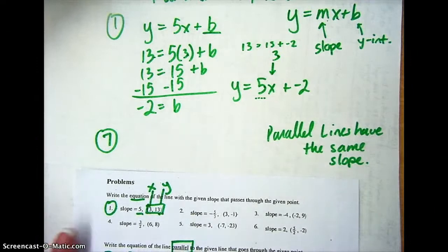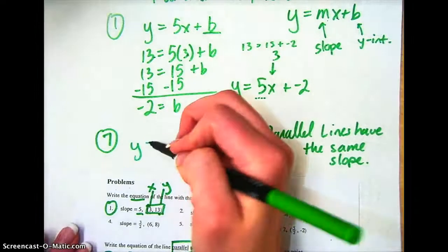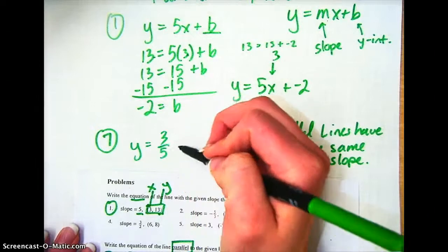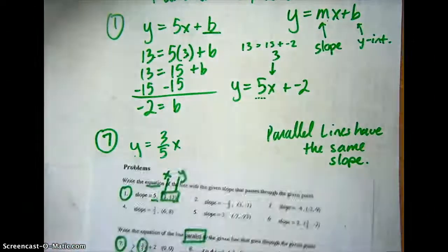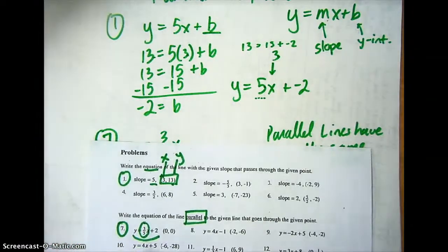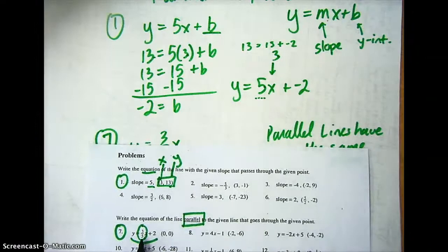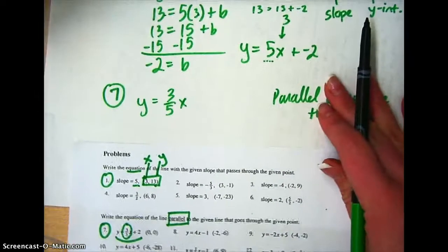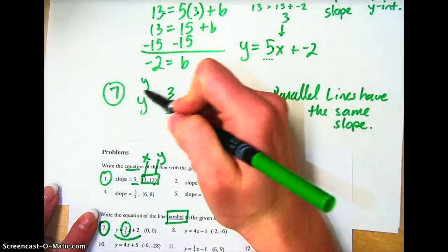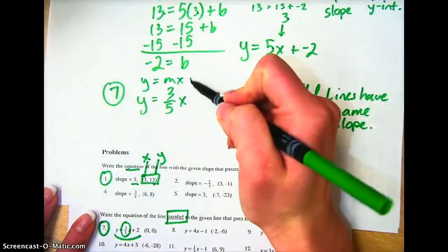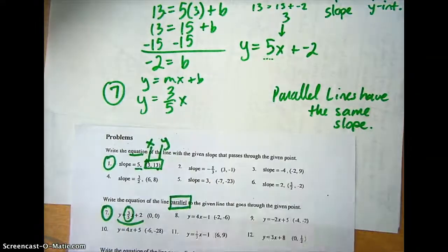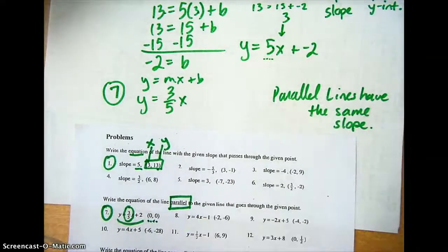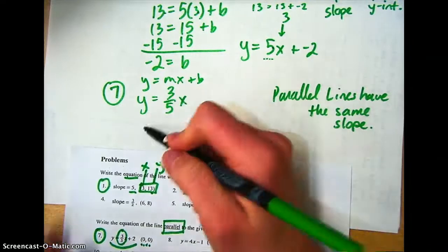So my rule for my line that I'm trying to write is going to have 3/5 for the slope, just like the rule in question 7 here. The rule in question 7 has 3/5 for the slope as well. So these rules have to have the same slope. Now remember, the rule should be mx plus b. So once again, I have to find b, and they gave me a point. So I'm going to plug that point in.